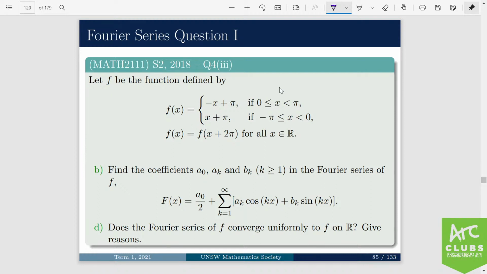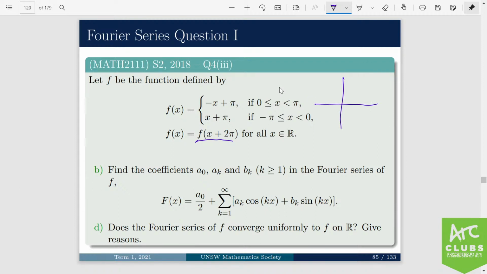So we have a function that's defined as minus x plus pi for x between 0 and pi, and x plus pi between minus pi and 0. And here this tells us that it's 2 pi periodic, so the period is 2 pi. Part A was to sketch the function. I removed that, but I'll also do that.